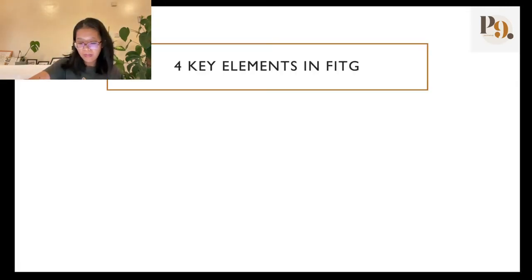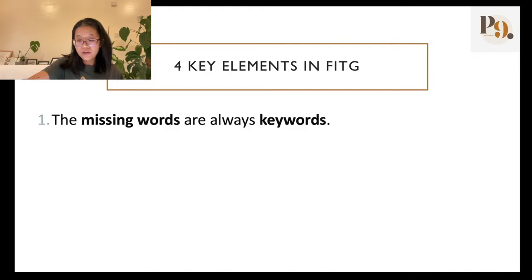Okay, the first thing you need to understand about filling the gaps is that in filling the gaps, the words that you have to use to answer the questions are keywords of the sentence, keywords of the questions. So this is why I was talking about keywords just now.